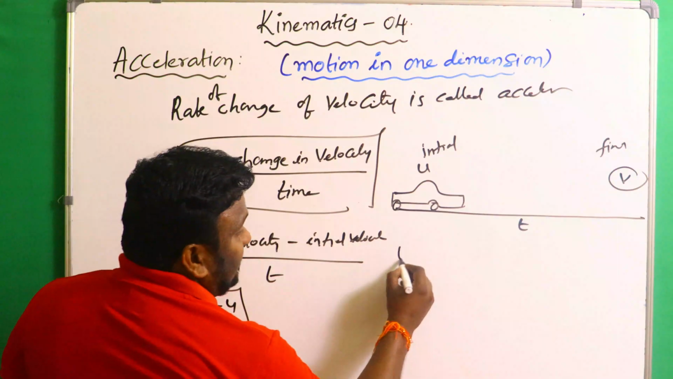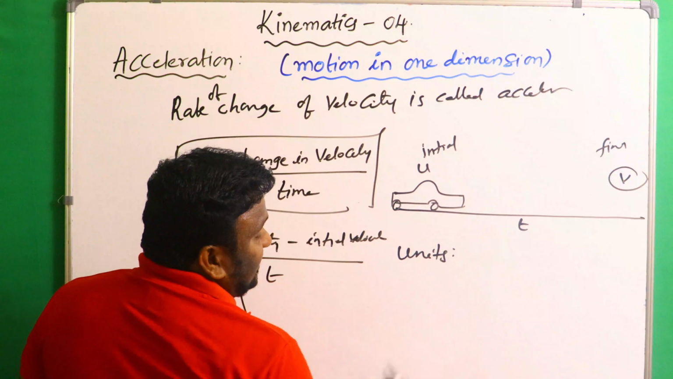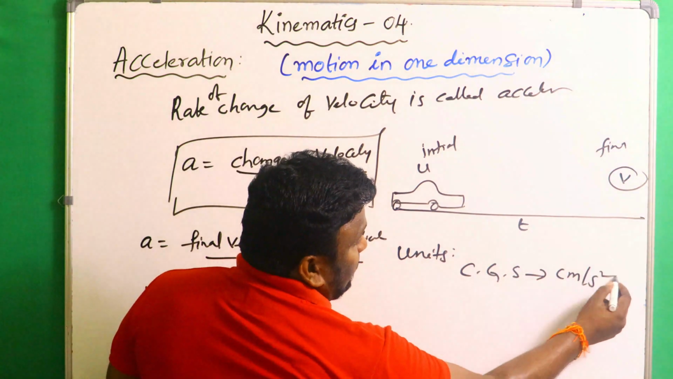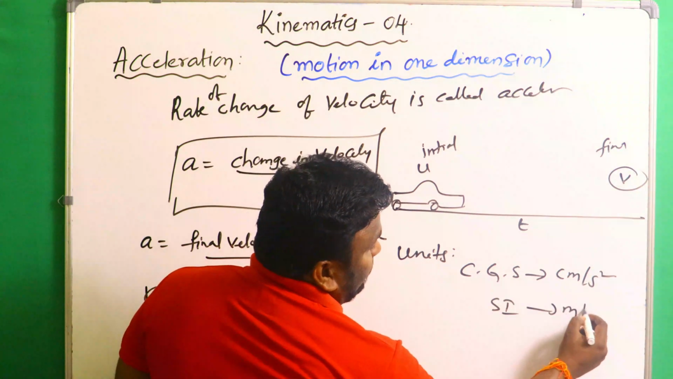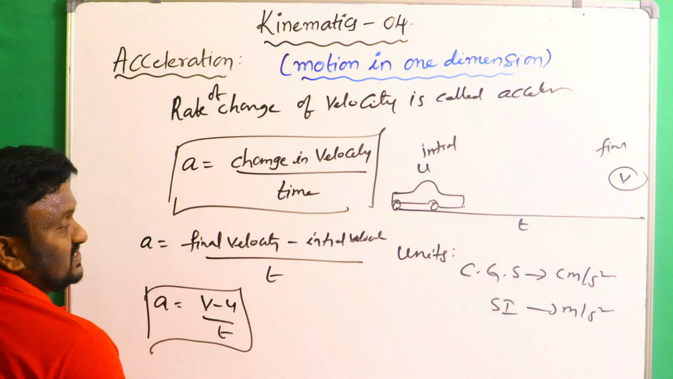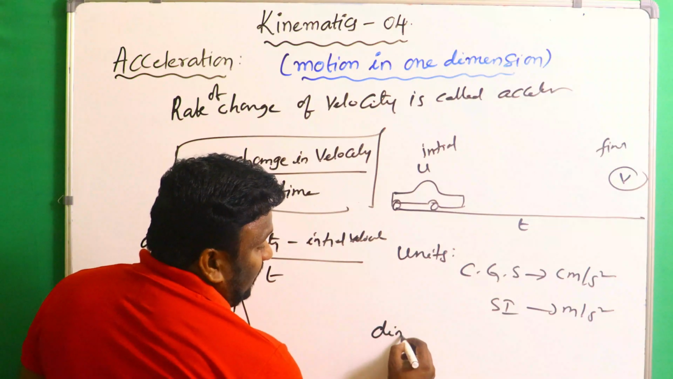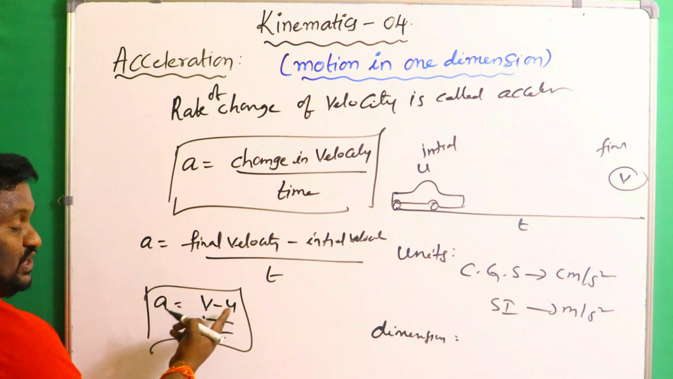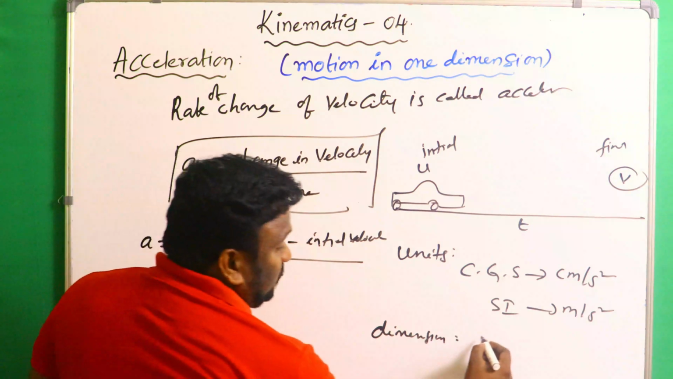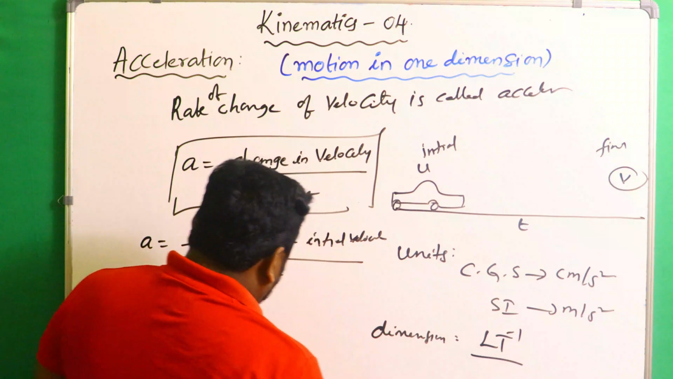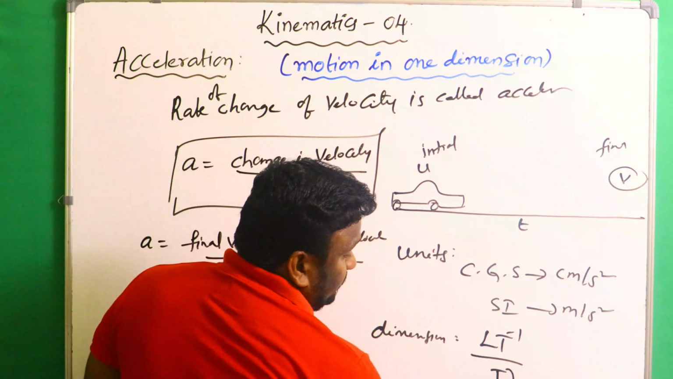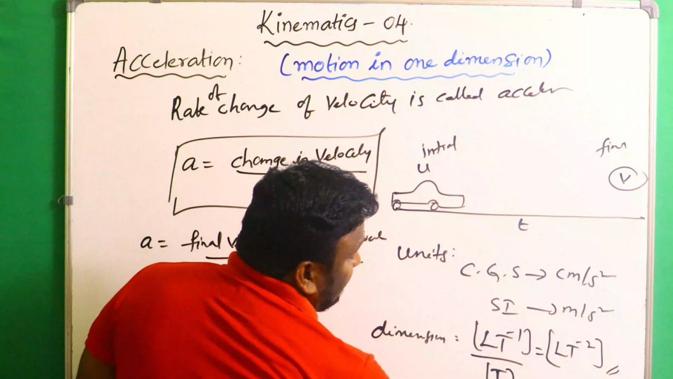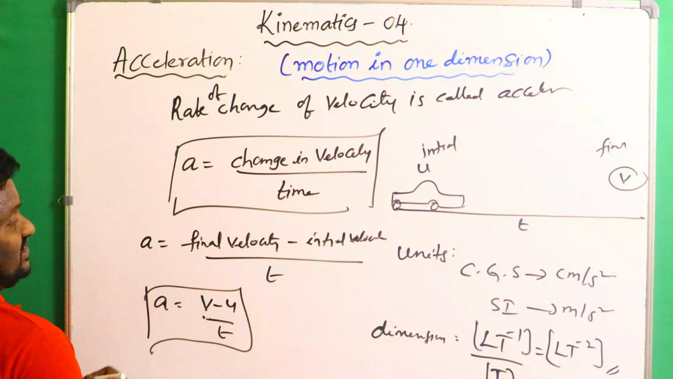Now the units for acceleration: in CGS, centimeter per second square, and in SI, meter per second square. And the dimensional formula: v minus u is nothing but change in velocity. The dimensional formula of velocity is LT inverse, divided by time T, so LT to the power minus 2 is the dimensional formula of acceleration.